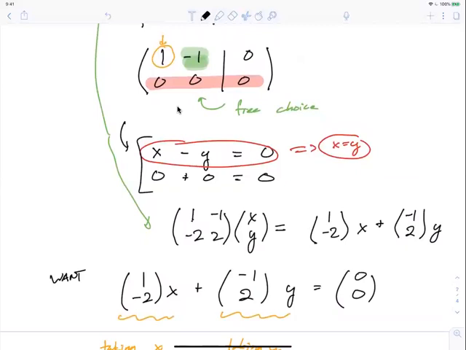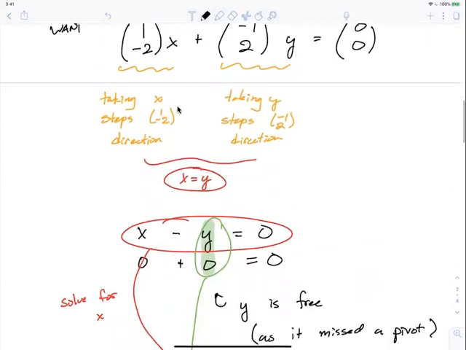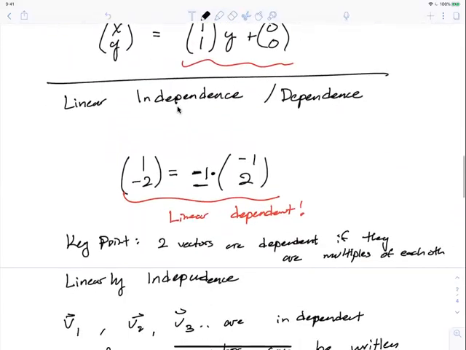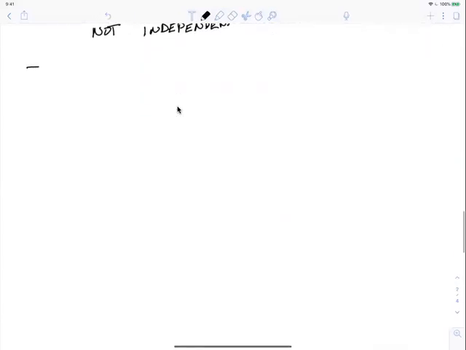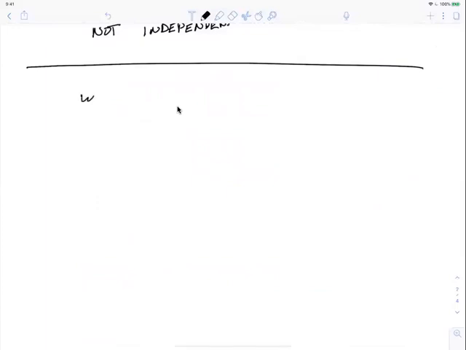In more complicated scenarios, some of the vectors are going to be independent of the previous ones and some of them aren't. So let's dive into that. Let's do a more complicated example. So this is another system.